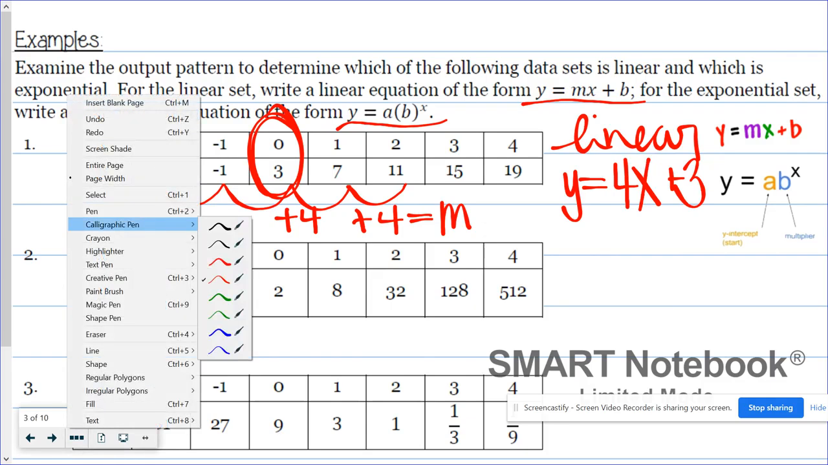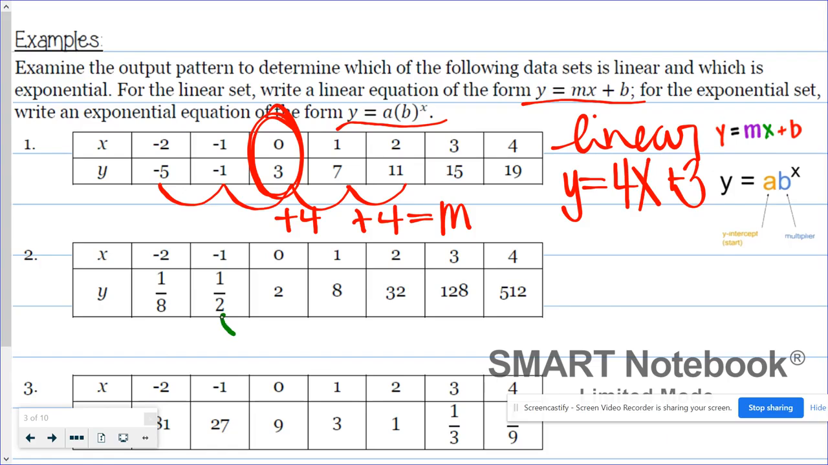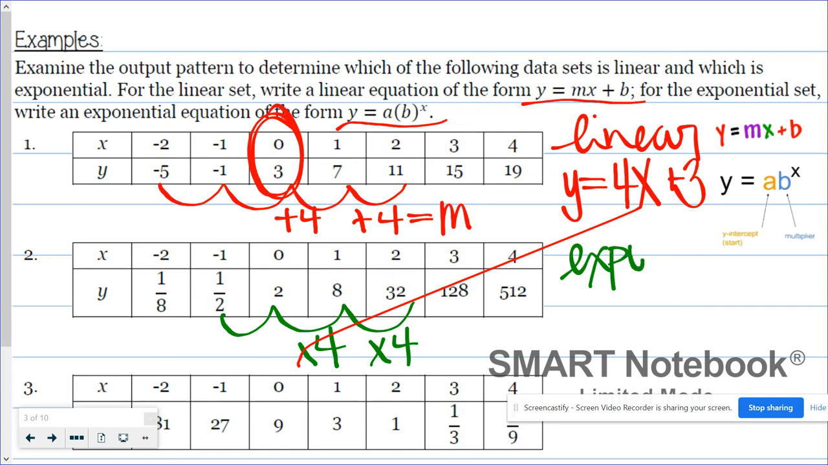In the second table, the pattern that I'm observing isn't obvious at first, but once I get into those whole numbers, I see that I'm multiplying by 4. Sorry about that. Don't know how that line happened. The bottom line here is multiplication by 4 indicates an exponential function.